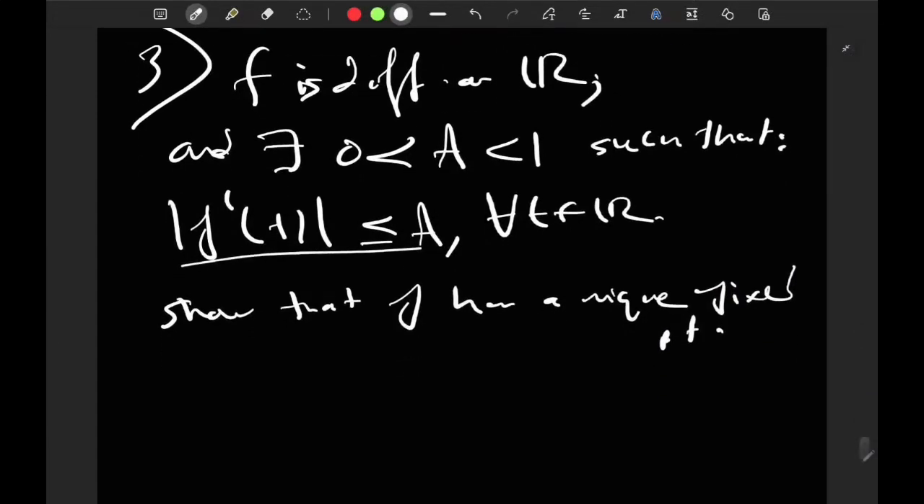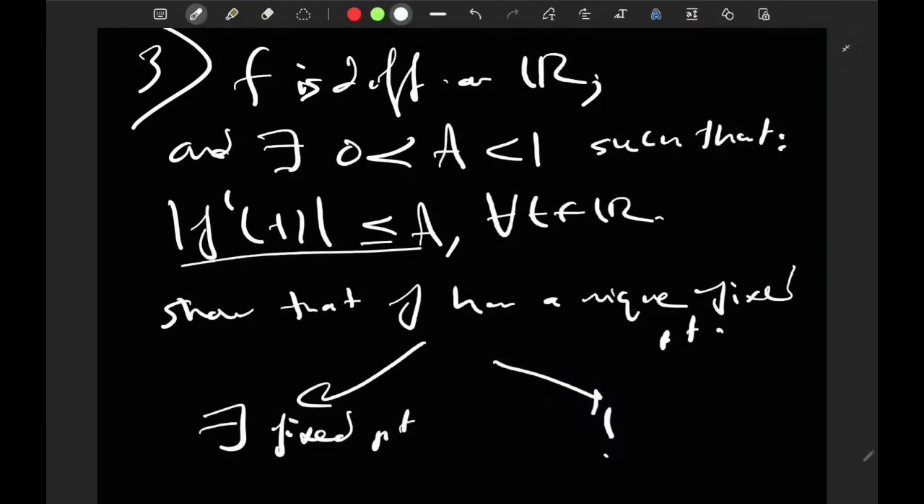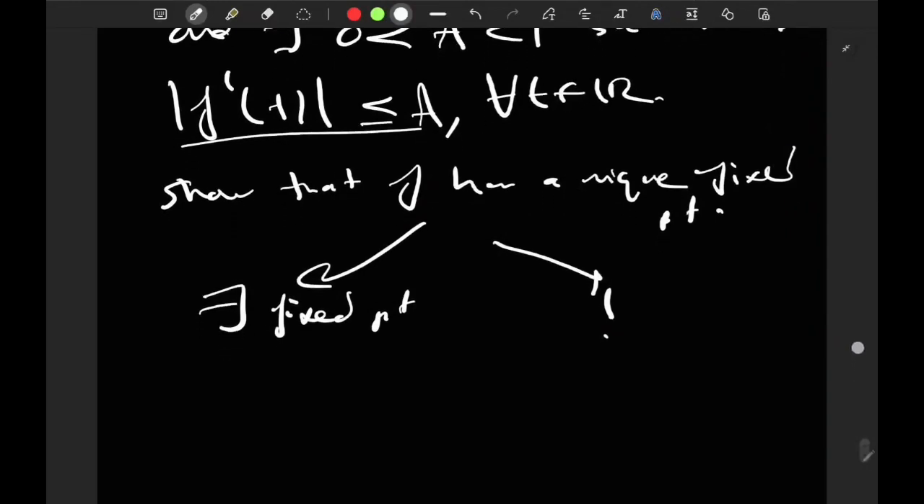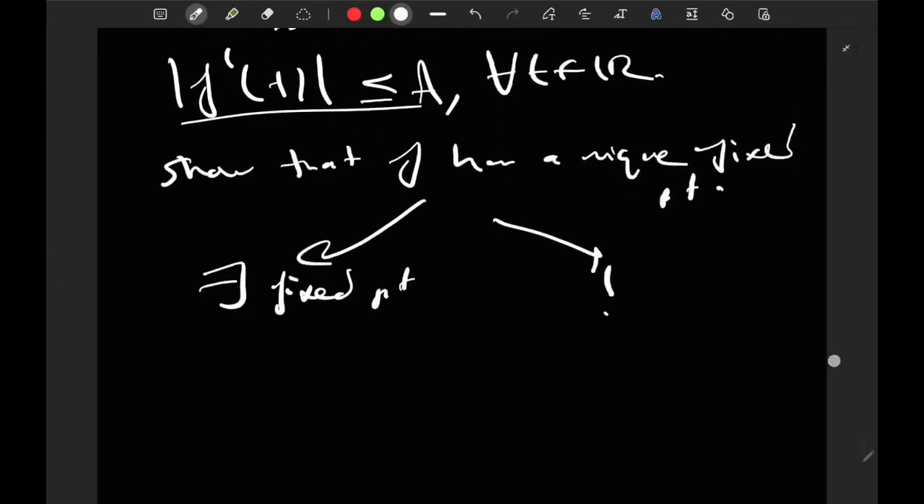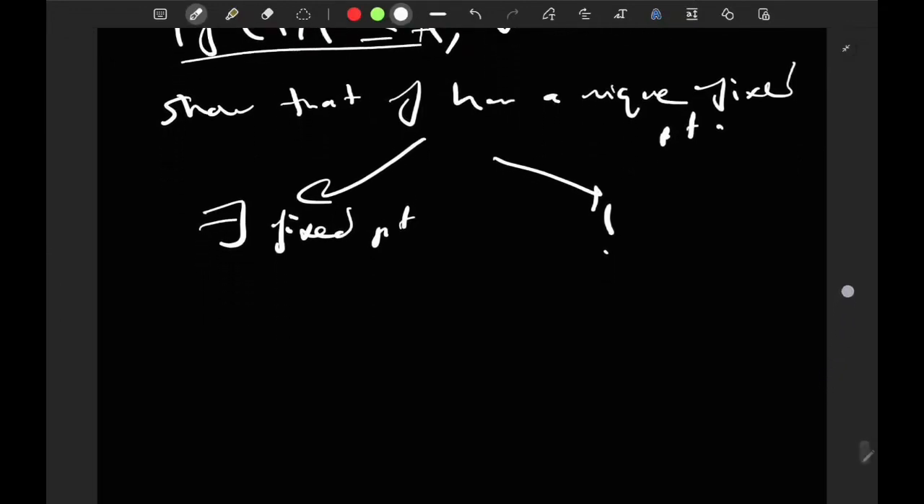So there are two things to show. There is a fixed point, and this fixed point is unique. Now, why is it unique? Before we even prove that it exists, we can show that if it exists, then it's unique. And how do we do this? We use part A. We use part 1.